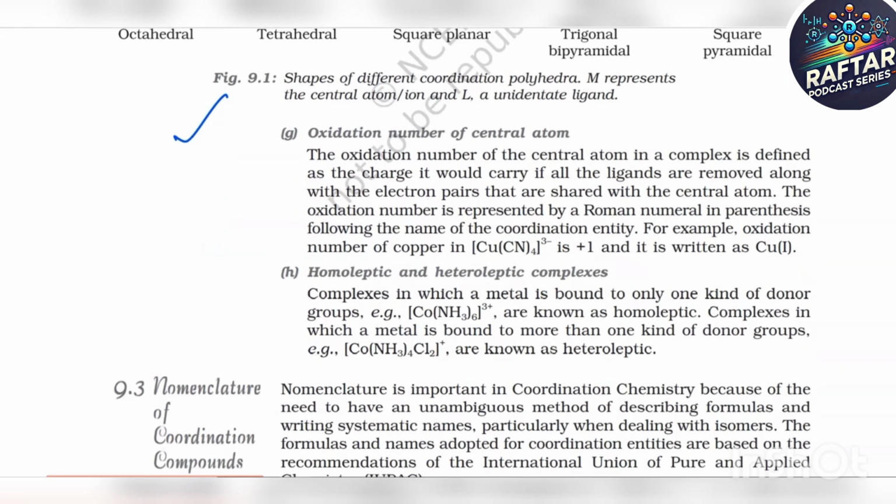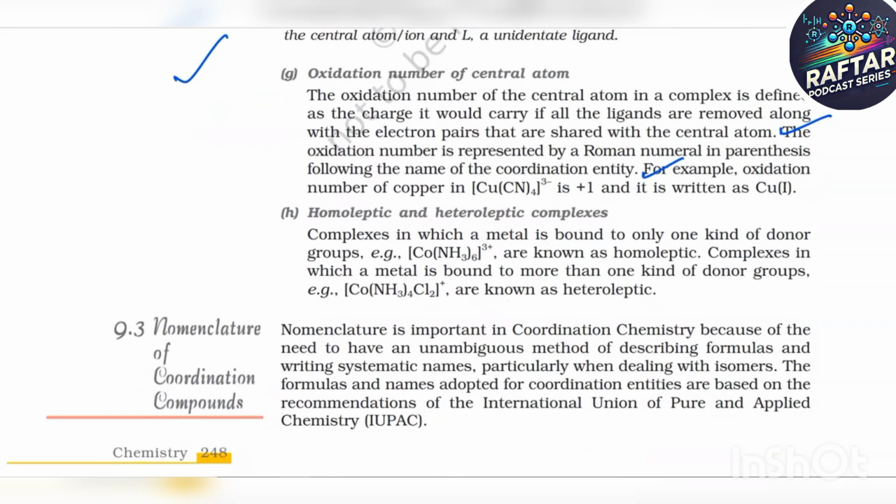G. Oxidation number of central atom. The oxidation number of the central atom in a complex is defined as the charge it would carry if all the ligands are removed along with the electron pairs that are shared with the central atom. The oxidation number is represented by a Roman numeral in parentheses following the name of the coordination entity. For example, the oxidation number of copper is +1, as it is written as copper(I).